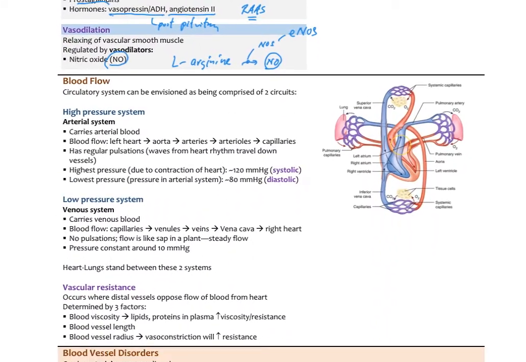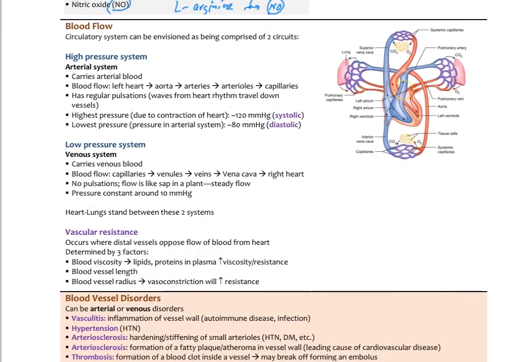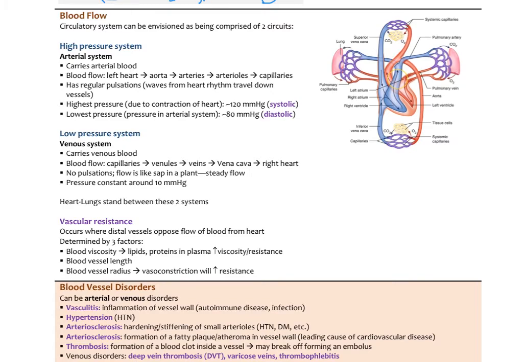Now again, the arterial system really is a high pressure system. And so we can think of that as one circuit of the circulatory system. It starts in the left heart, the blood goes out into the aorta, which then branches off into multiple arteries, eventually arterioles, and then capillary beds.